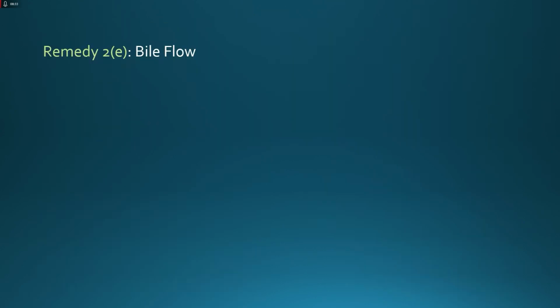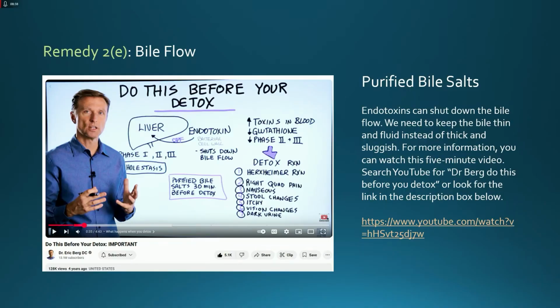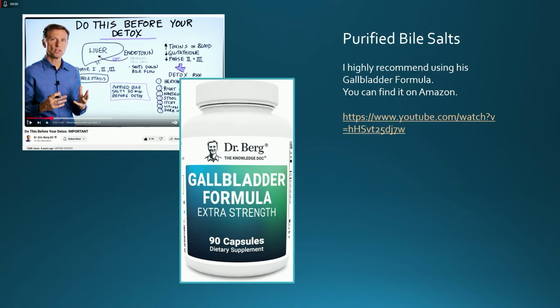Remedy 2E, bile flow. Now, how do we unclog the liver? Purified bile salts. Endotoxins can shut down the bile flow. We need to keep the bile thin and fluid instead of thick and sluggish. For more information, you can watch this 5-minute video. Search YouTube for Dr. Berg, do this before you detox, or look for the link in the description box below. Highly recommend using his gallbladder formula. You can find it on Amazon.